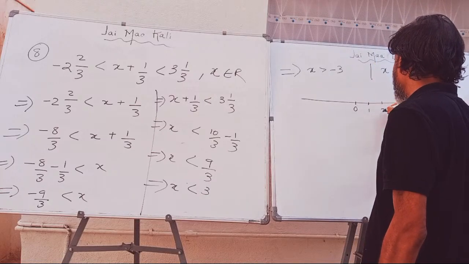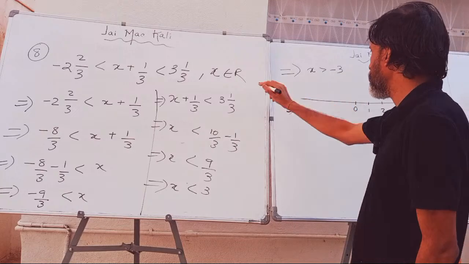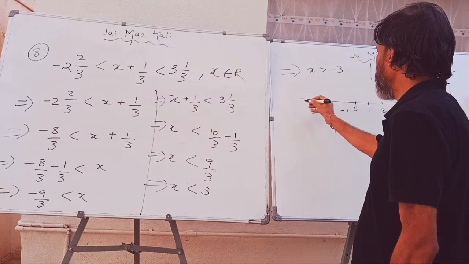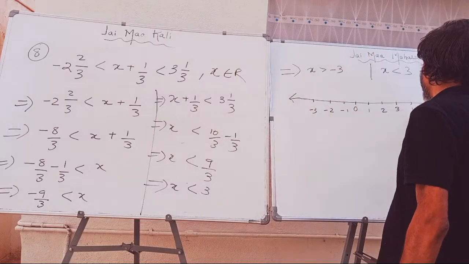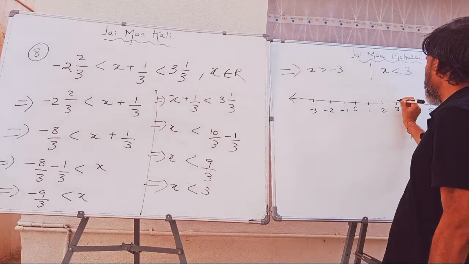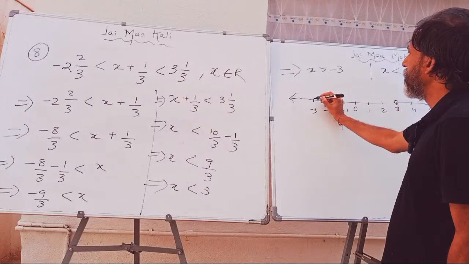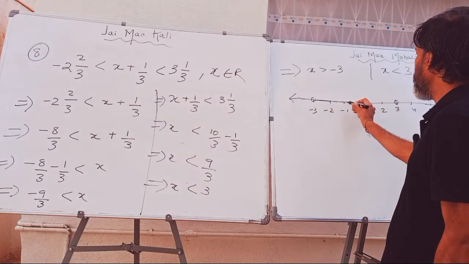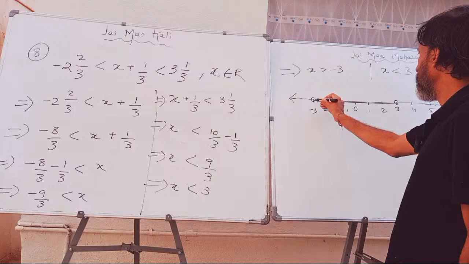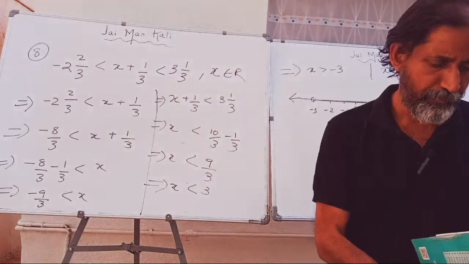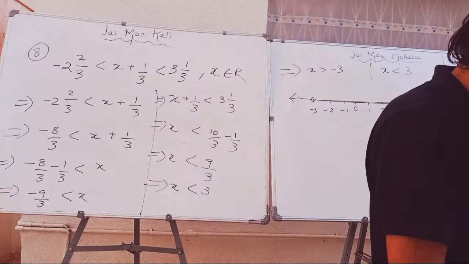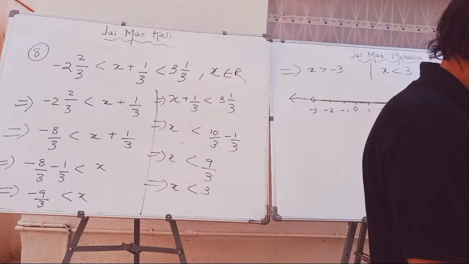0, 1, 2, 3, and it's a real number, right? So everything in between will be included. Minus 1, minus 2, minus 3. Okay, 4, 5 doesn't matter, you write, but don't include them. So x is less than 3, hollow, hollow, and everything in between, so a bold line. Just check the answer whether that is the case. Should be easy. All right, let me know if you have any doubt here.